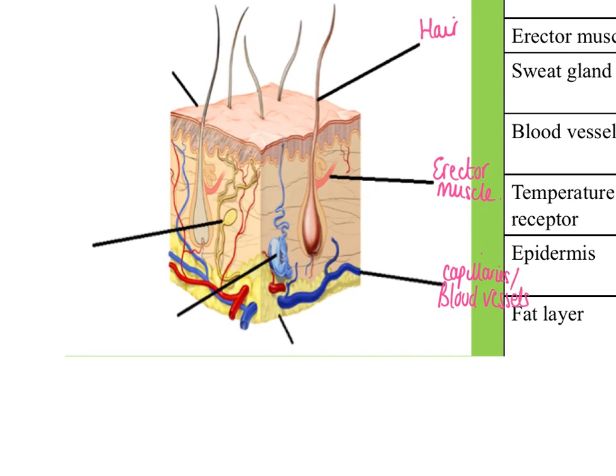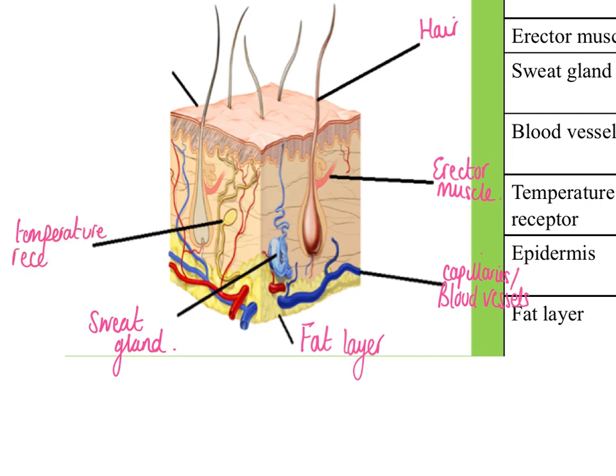Then from there we have our fat layer and our sweat gland that produces sweat if we're too warm. Then we've got our temperature receptor. And we have our epidermis.